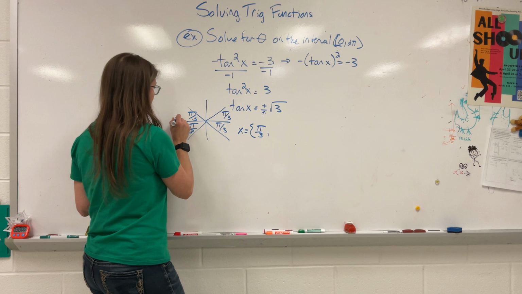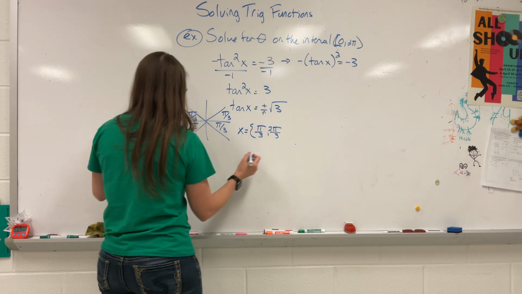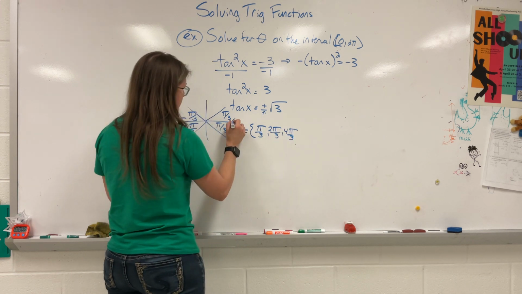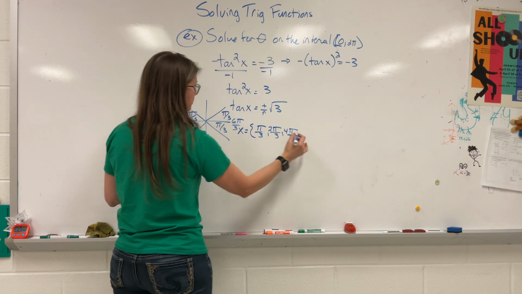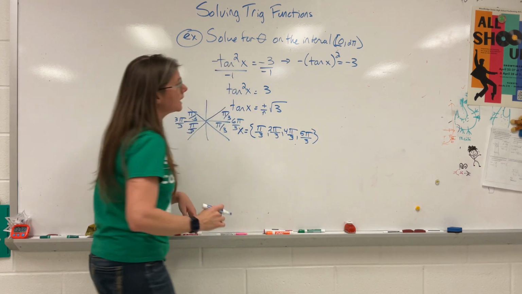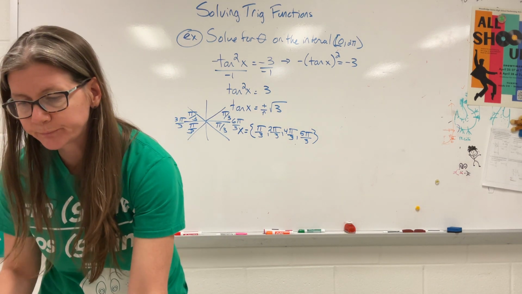My next one, remember that this is 3 pi over 3, is going to be 2 pi over 3. I know that that would make that 4 pi over 3. And I remember that this is 6 pi over 3, so my last one would be 5 pi over 3. And that is it for your solutions.